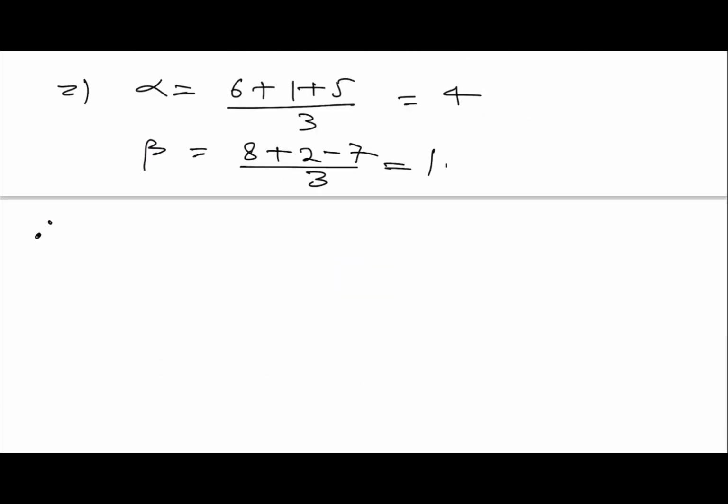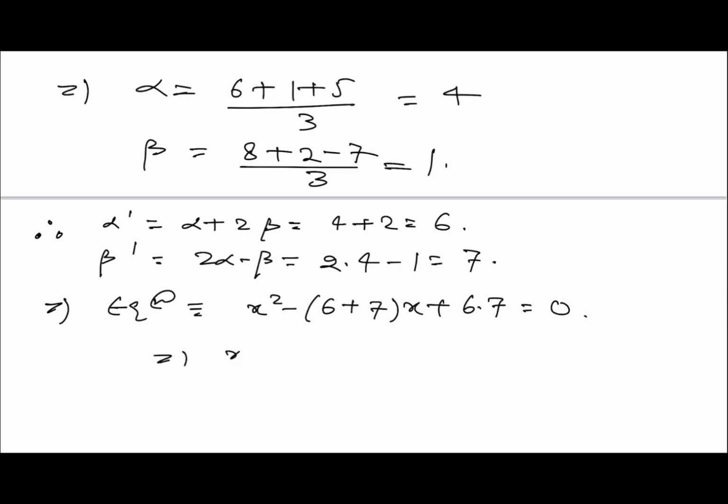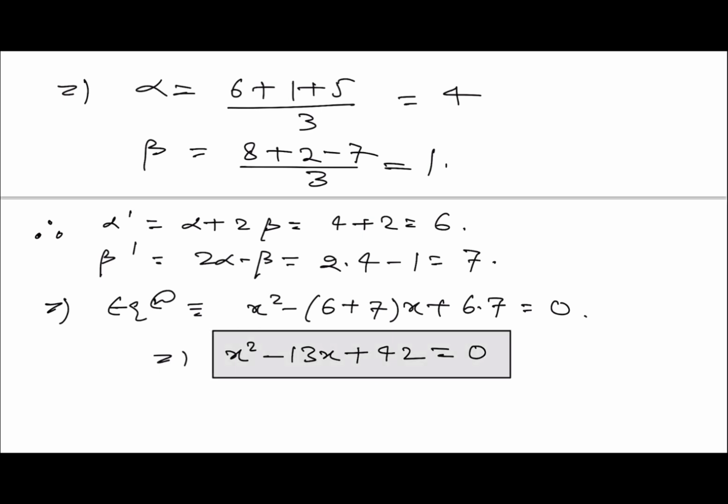Right? Roots for the required equation are, say, alpha dash and beta dash, and alpha dash is alpha plus 2 beta. So 4 plus 2 is 6, beta dash, which is 2 alpha minus beta, is equal to 2 into 4 minus 1, is equal to 7. So the equation is x square minus 6 plus 7 times x plus 6 into 7 is equal to 0, means x square minus 13x plus 42 is equal to 0. This is the required equation.